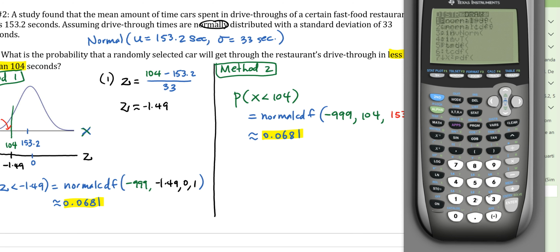Now let's do the one without converting. Second vars, number 2. I'm going to go to negative infinity, represented by negative 999. Without converting, I might even make it a larger negative number, so negative 99999. It should not change my answer at all, but I'm just going to put a large negative number to be on the safe side. My upper bound here is 104. My mean here is 153.2 seconds. My standard deviation here is 33.